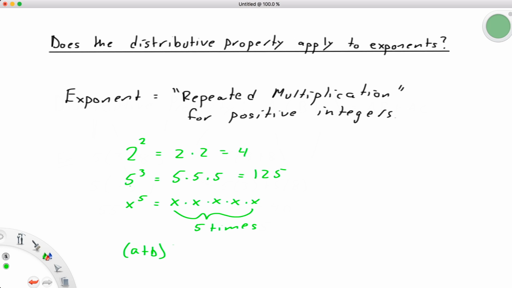a plus b. And so if we say a plus b squared, what we're saying is whatever this number happens to be, the sum of a and b, whatever that quantity is, we need to multiply it by itself 2 times. a plus b times a plus b.